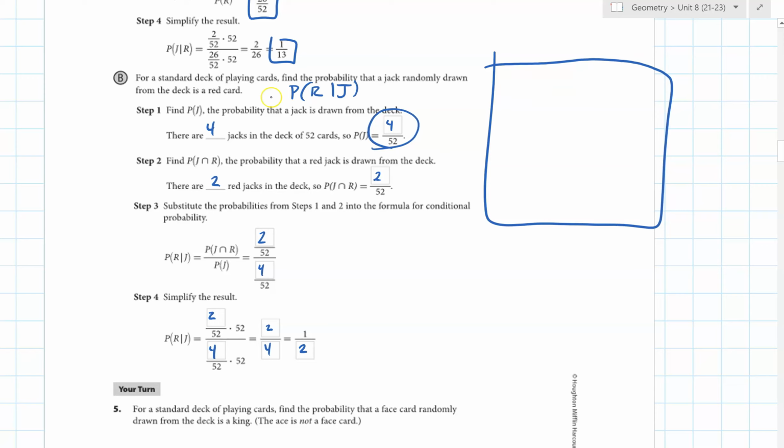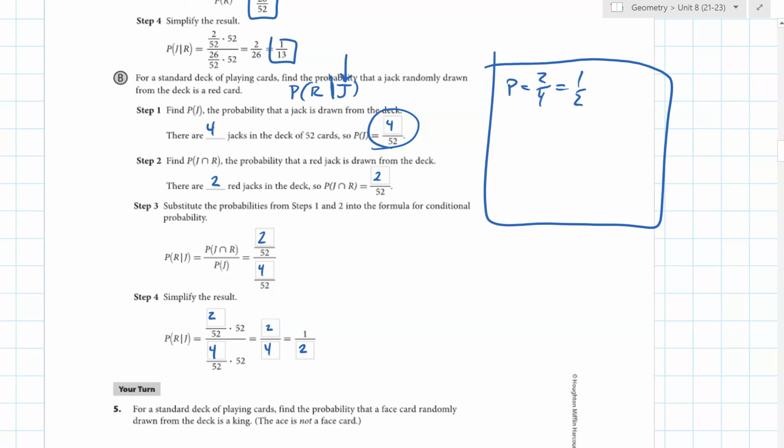So here we know it's given that it's a jack, so now we're only looking at the 4 jacks in the deck. That makes it a lot easier, because as soon as it's given that it's a jack, we throw the rest of the deck out. We're only looking at the jacks, and so out of the 4 jacks, what's the probability that it's red? Well, out of the 4 jacks, 2 of them are red and 2 of them are black. So the probability of drawing a red one is 2 out of 4.